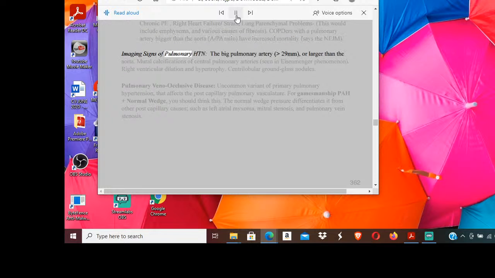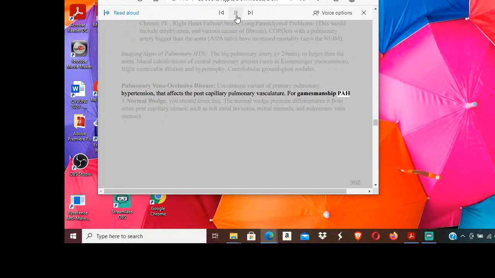Imaging signs of pulmonary HTN: the big pulmonary artery, 29 mm, or larger than the aorta. Mural calcifications of central pulmonary arteries, seen in Eisenmenger phenomenon. Right ventricular dilation and hypertrophy. Centrilobular ground glass nodules. Pulmonary veno-occlusive disease, uncommon variant of primary pulmonary hypertension, that affects the post-capillary pulmonary vasculature.